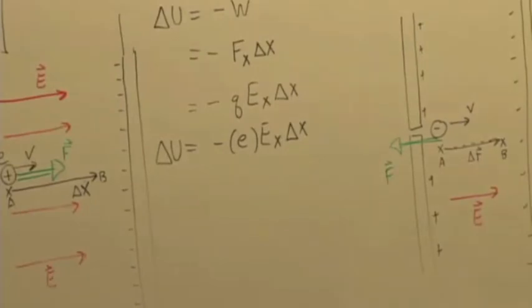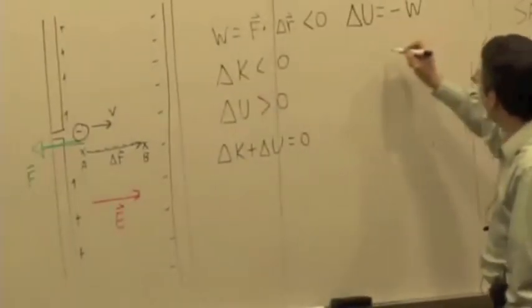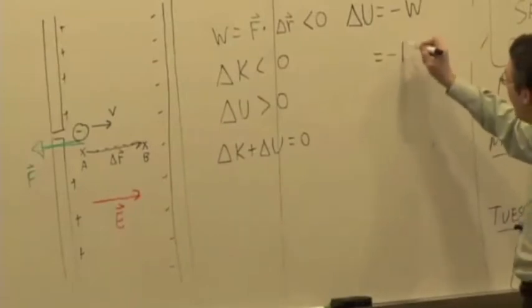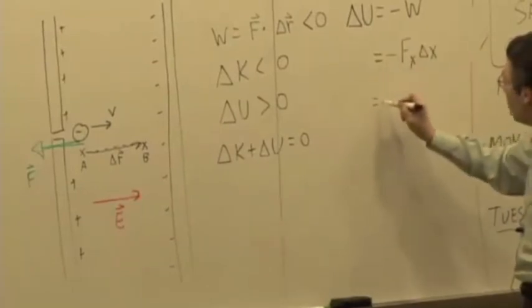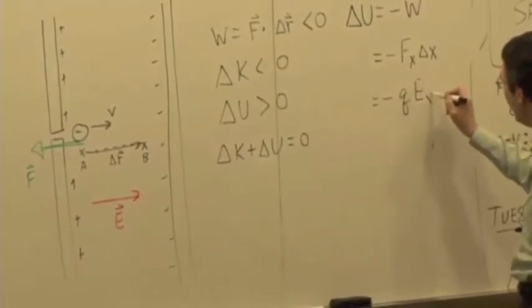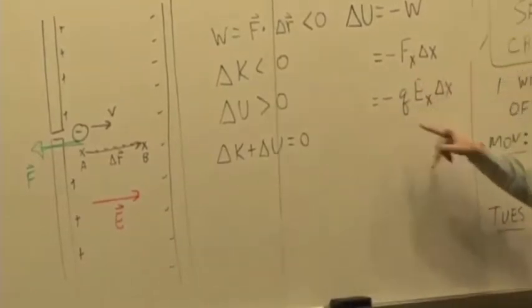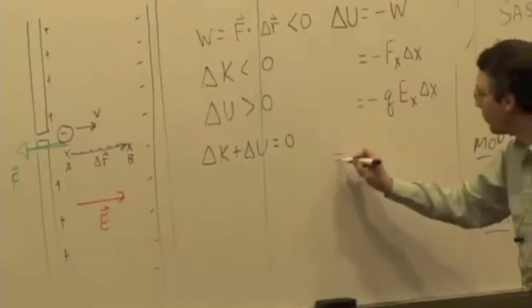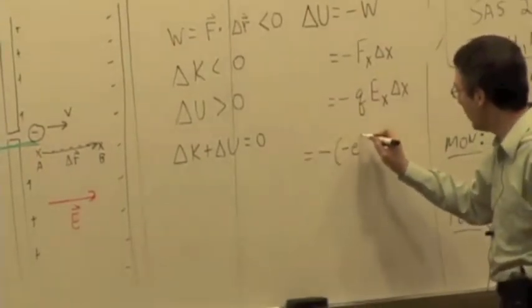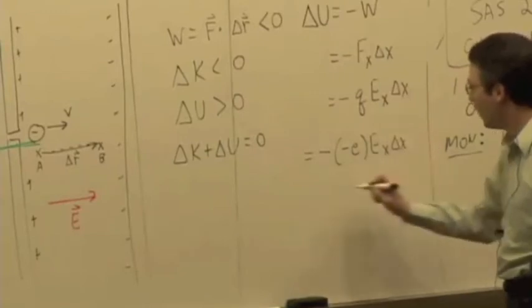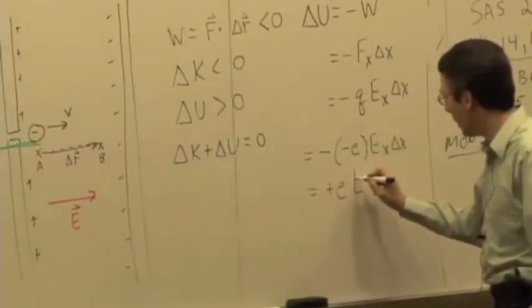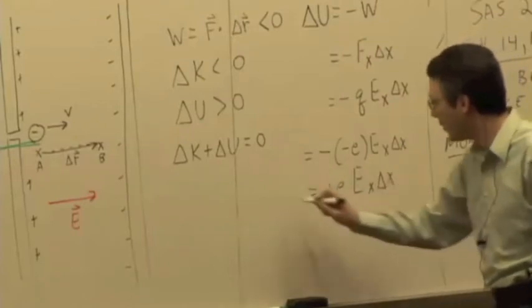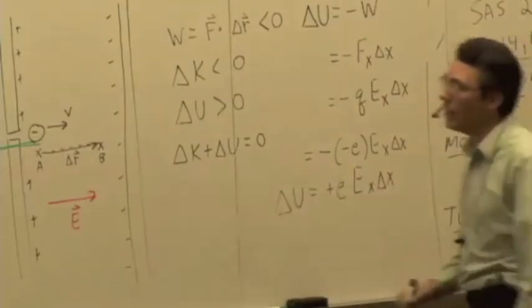In this case, we said the potential energy went down as it moved from left to right. In this case, we have, again, the negative of the work. It's the negative of F_x times delta x, or the negative of q times E times delta x. But what's the charge now? Negative little e, right? It's the charge of an electron, not a proton. So we have a negative times a negative E_x delta x. So we have a positive e E_x delta x. So that's the change in potential energy for the electron versus the proton.